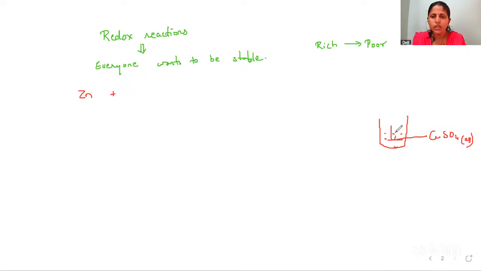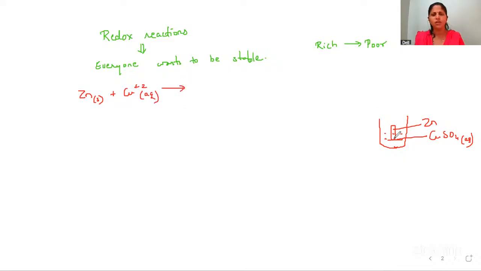I put a rod of zinc. So the reaction proceeds. So what actually happens here? Zinc reacts with copper sulfate solution; you have taken zinc in solid form. In copper sulfate there is Cu+2, so this is in aqueous condition. I'll write it like this.